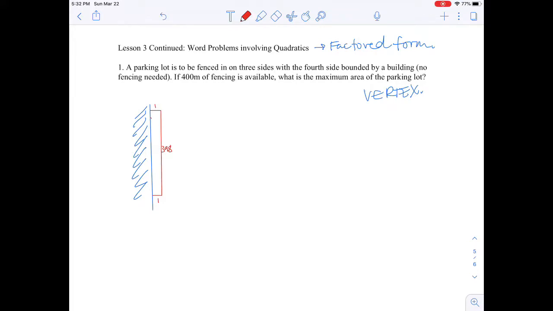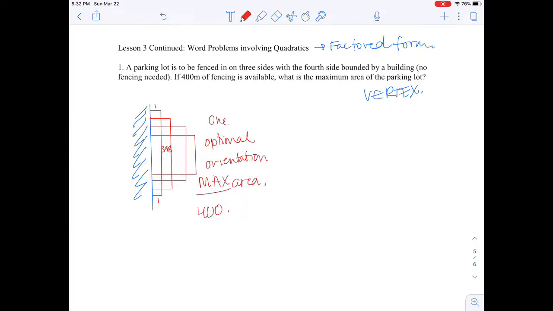Another orientation is if I widen that by 1. And as I'm sure you can figure out, the length and the width will give us different areas. And actually, as this progresses, there is one optimal orientation of these lengths and widths that will give us max area with 400 meters of fencing. So that's our job in this question.